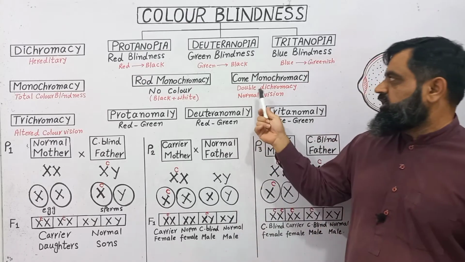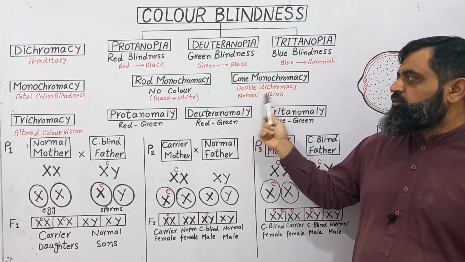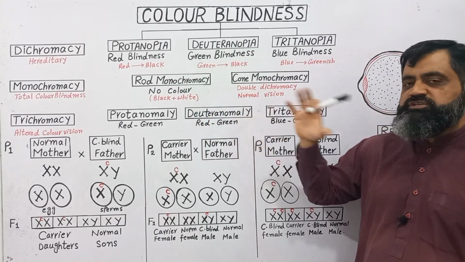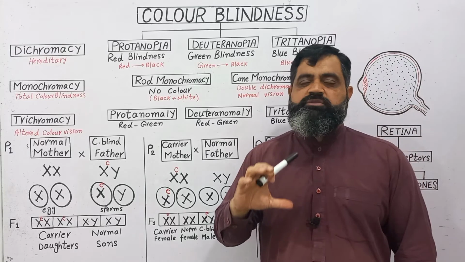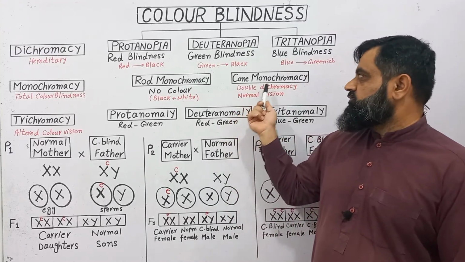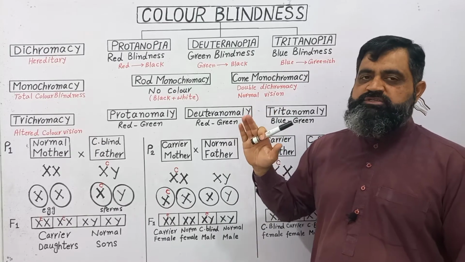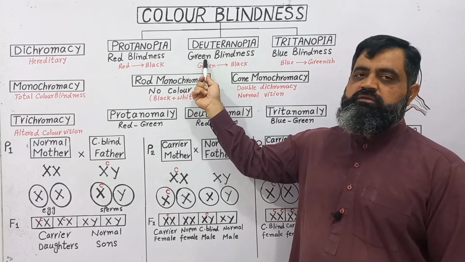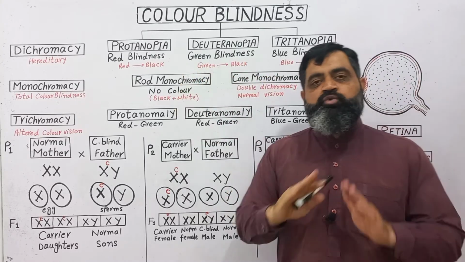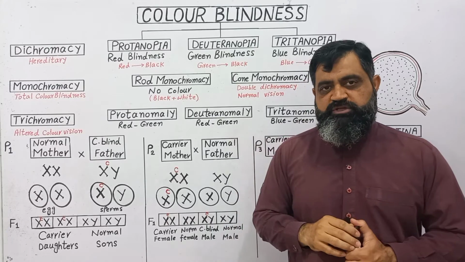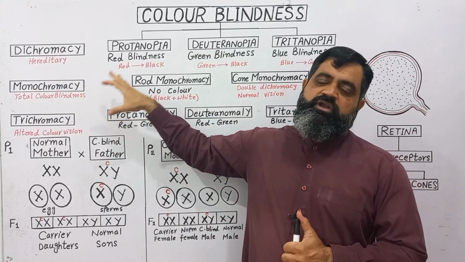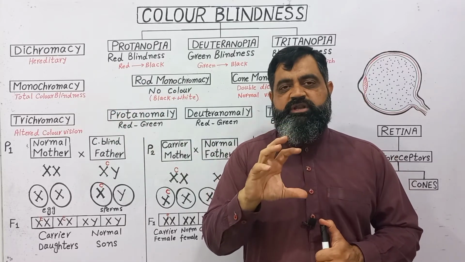In rod monochromacy vision is poor, but in cone monochromacy, vision is normal, but the person affected by this disease is unable to see two different colors. For example, the person suffering from cone monochromacy is unable to see red or green, green and blue, blue and red. Any two colors cannot be distinguished properly. So those persons are at real risk of color blindness, and these are known as monochromatic.